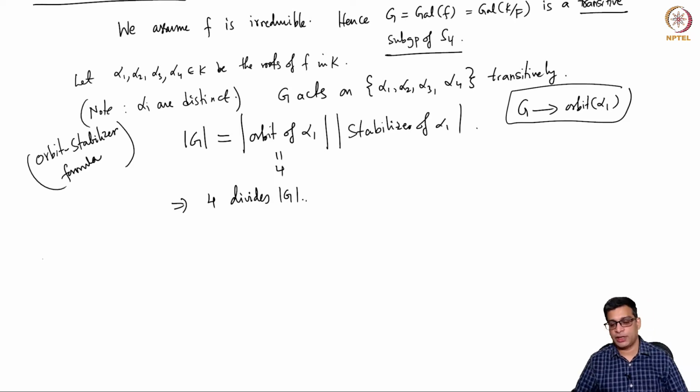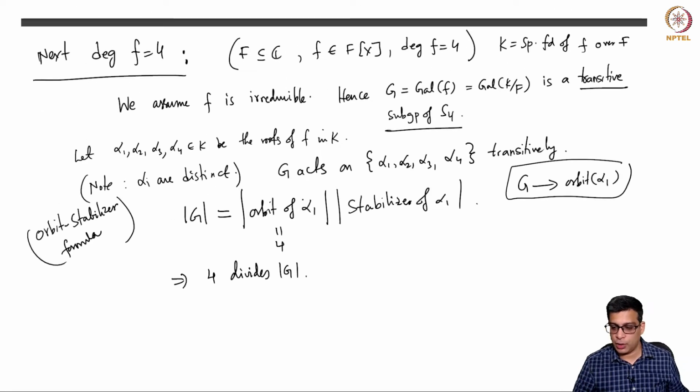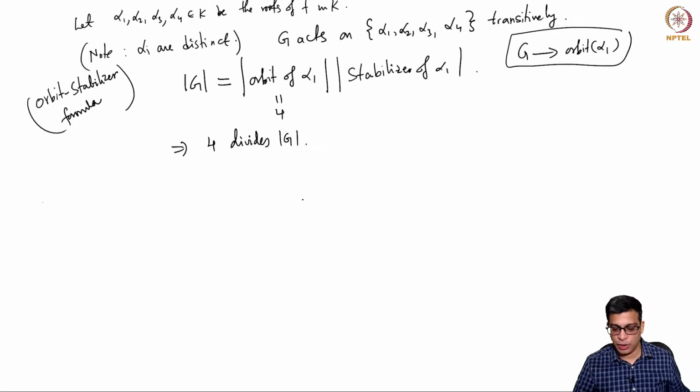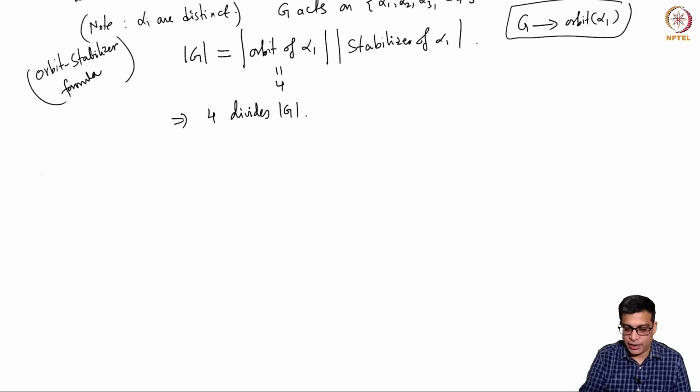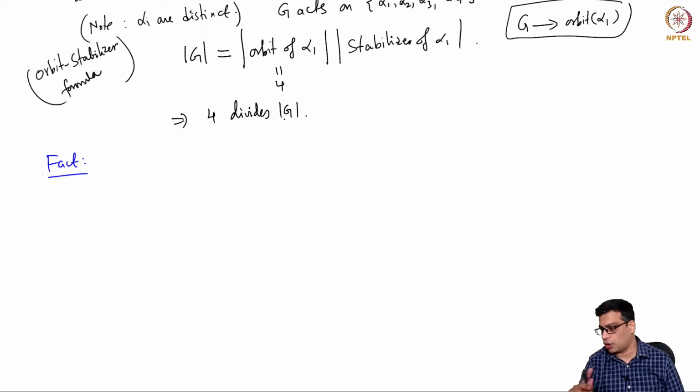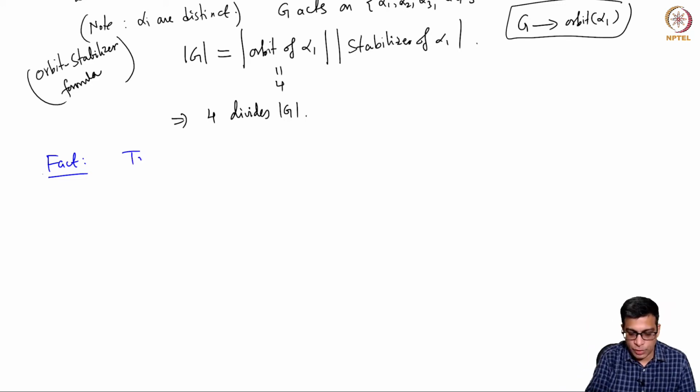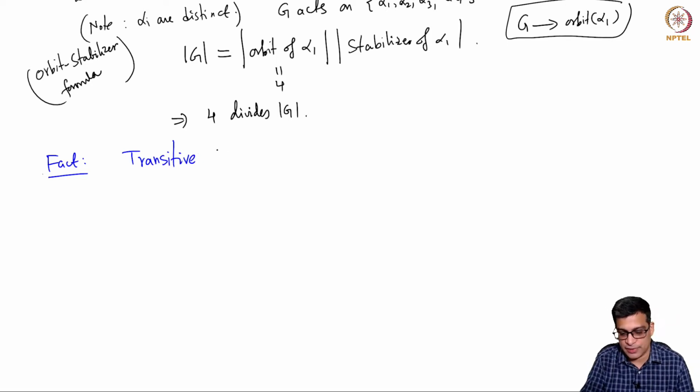This is a major constraint on the possible transitive subgroups of S4, because we are only allowed to have groups of order divisible by 4. That rules out, for example, a group of order 6. It cannot be a transitive subgroup. However, this observation alone is not enough to conclude the following statement, and I do not want to prove this group theoretic statement because it will take me far from the main purpose of the course. So I will simply state this as a fact.